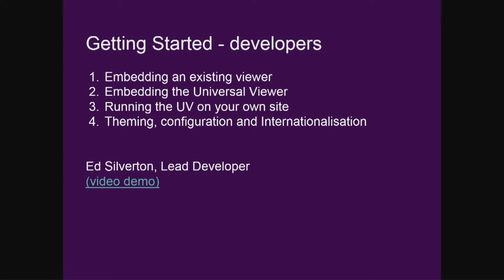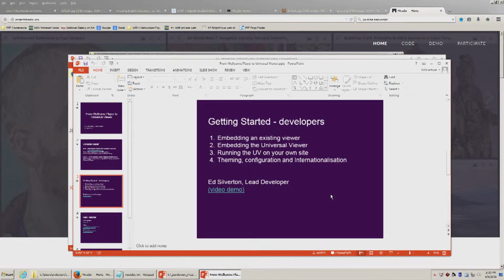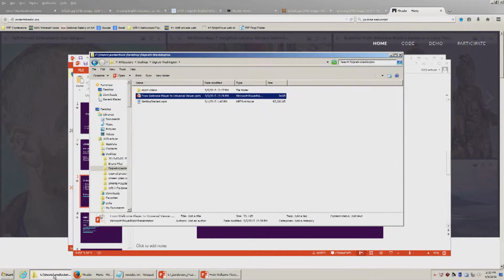So what we're going to do is give a little demo of some of the features of the Universal Viewer, but we're going to do it in kind of the opposite way around to Mirador. Ed's going to show you how easy it is to get going with the Universal Viewer, both from the point of view of seeing it already in use somewhere and embedding it, and also how to get it running in your own environment, customizing it, and getting it working with your own content.